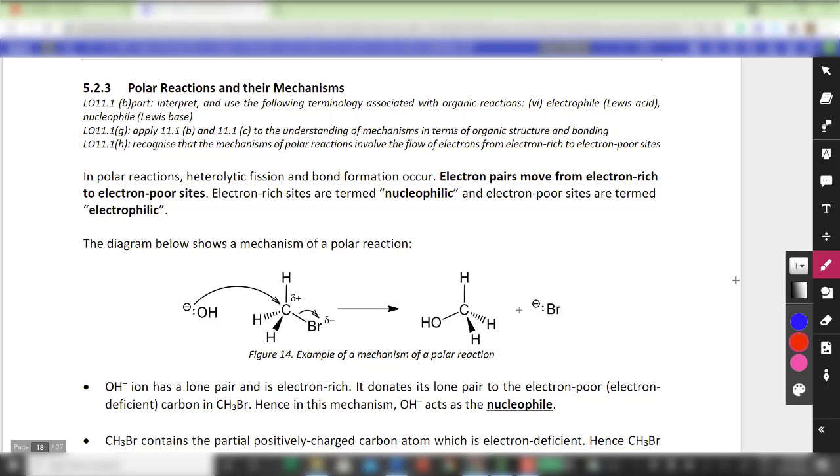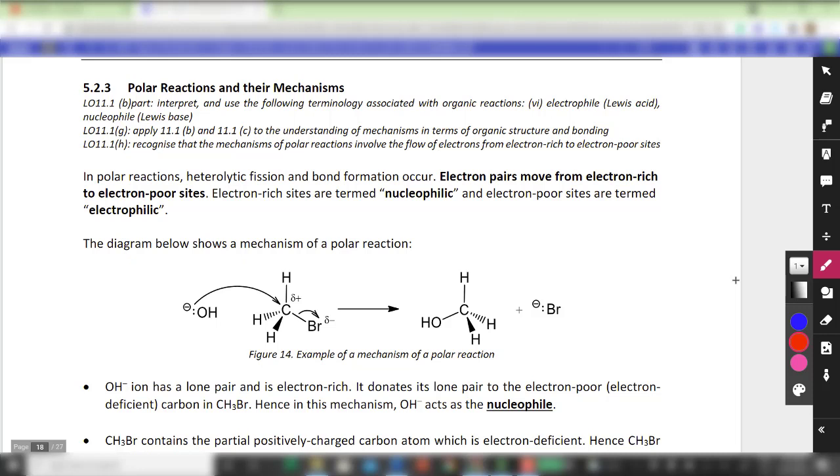Polar reactions and their mechanism. Generally, if reactions involve electron pair movement, which means showcasing movement of lone pairs of electrons, they are usually polar in nature, meaning that there must be a rich and a deficient site. The electron rich site, just now I called the electron source, and the electron deficient site we call the electron sink.